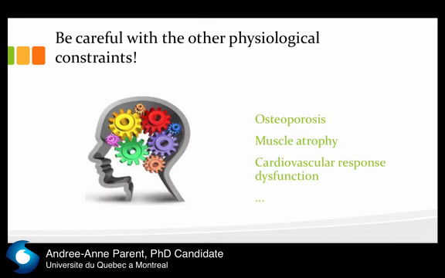Be careful with the other physiological constraints, so osteoporosis, muscle atrophy, cardiovascular response, and dysfunction. So it's what we see with the other population. So just see what is your population, what is the big constraint in physiology, and we'll be really great with this.